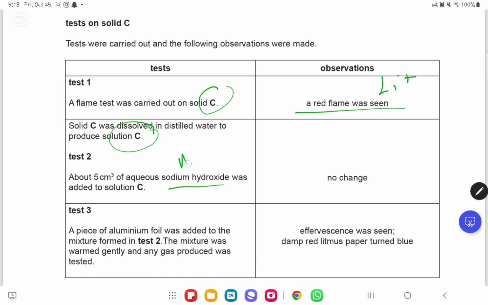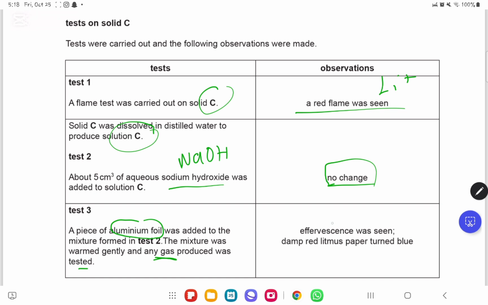They added NaOH solution to solution C. There was no change. So that means it's definitely none of the ions that react to form a precipitate with sodium hydroxide. Then in test 2, what did they do? They put a piece of aluminium foil. It was added to the mixture. The mixture was warmed gently and a gas was produced.